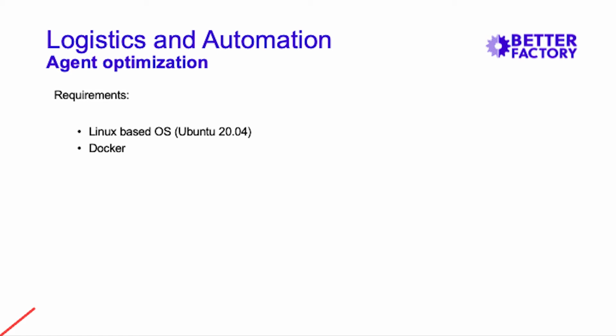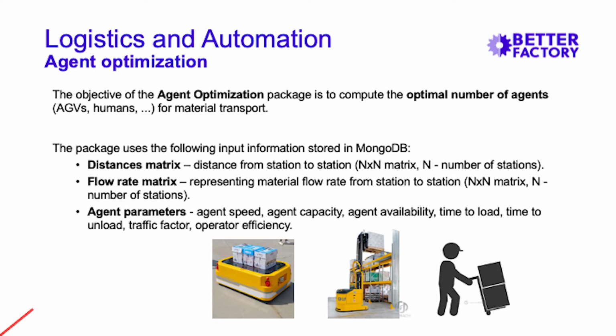What are the requirements for the agent optimization? We recommend a Linux-based PC, and of course Docker, because all modules of the logistics library are available as Docker images.